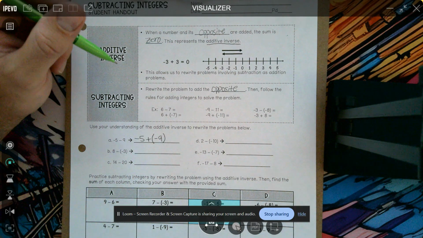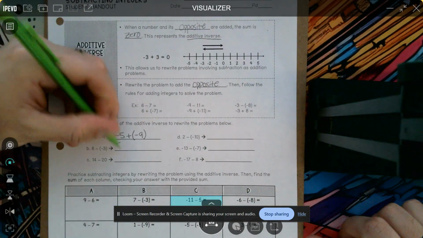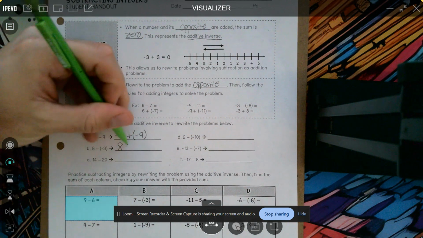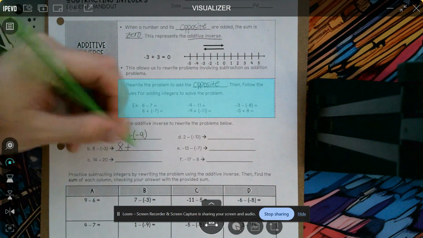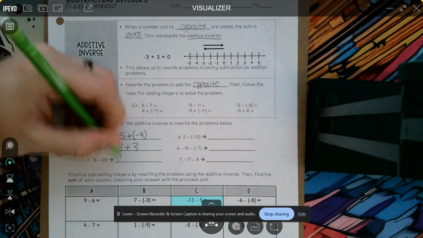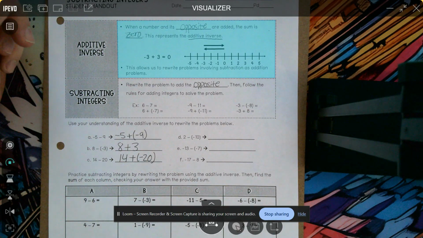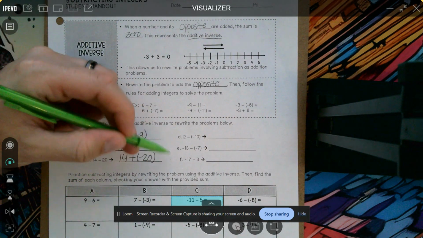Do not solve. Next one, 8 minus -3. We're going to keep the positive 8, change subtraction to addition, and then add the opposite. -3 turns into +3. Then 14 minus 20 becomes 14 plus a -20 by adding the opposite. I'm going to pause the video. You do D, E, and F.